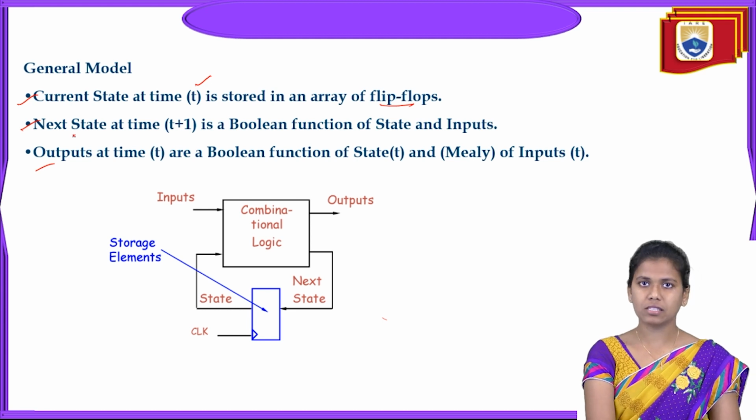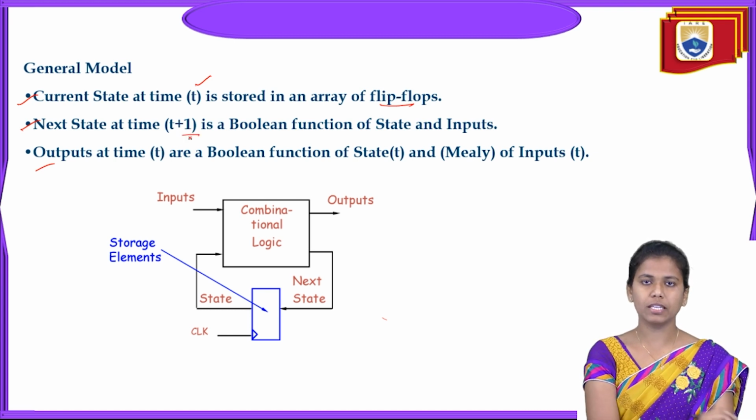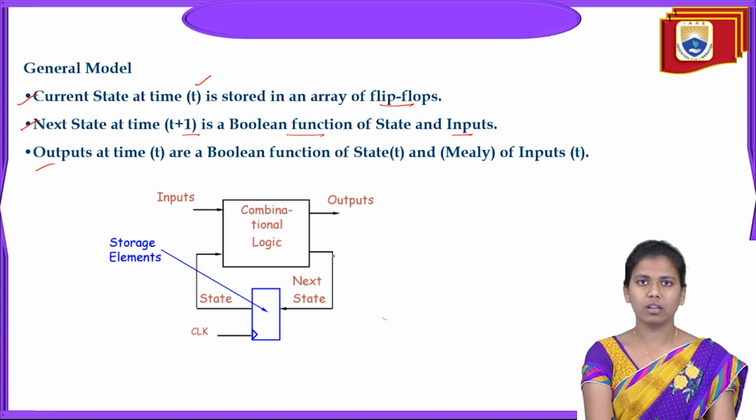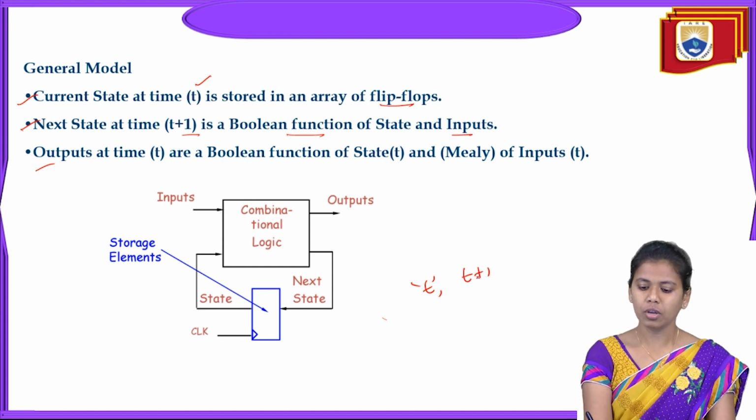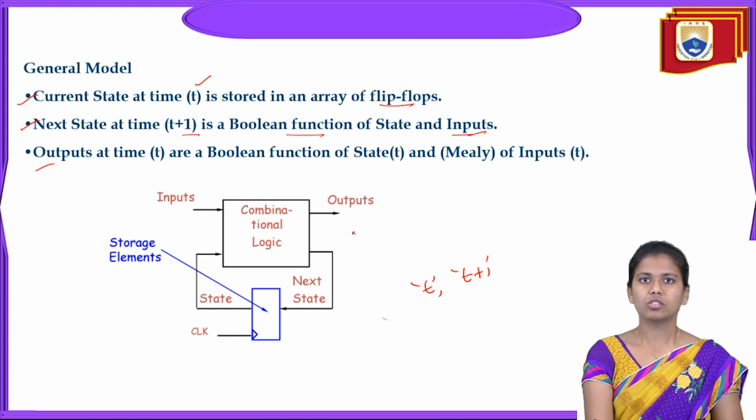Then, coming to the next state. Soon after the current state, the next state is at time T plus 1. This is a Boolean function of the state and the input as well. Previously the time was T, and for the next step the time moves to T plus 1. So the next state at time T plus 1 is given by Boolean functions in terms of the states as well as the inputs.